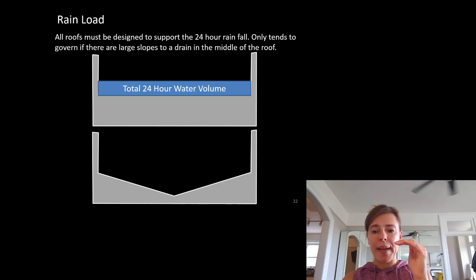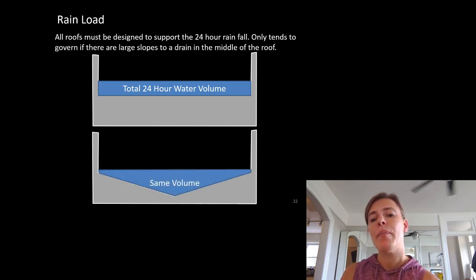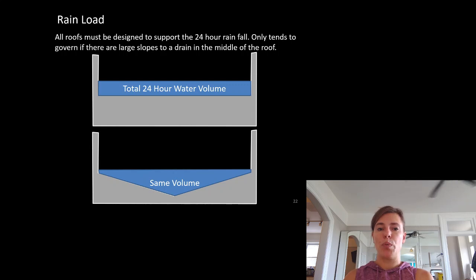That volume of rain doesn't change. That 24 hours of rain still stays the same, but look how it might get distributed on that sloped roof. Here in the middle, that's our depth of water. Well, look here in the middle now. We have a much higher depth of water. Over here, we actually have less.